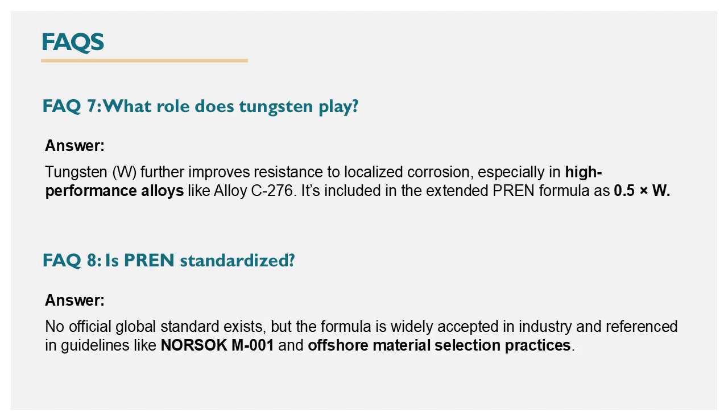Question number 7. What role does tungsten play? The answer is, tungsten (W) further improves resistance to localized corrosion, especially in high-performance alloys like alloy C276. It's included in the extended PREN formula as 0.5 times W.